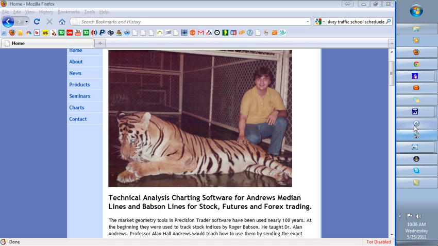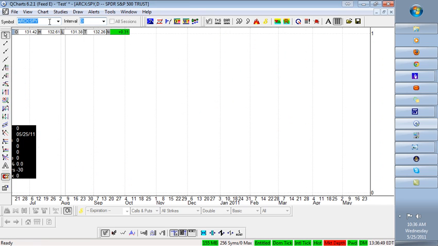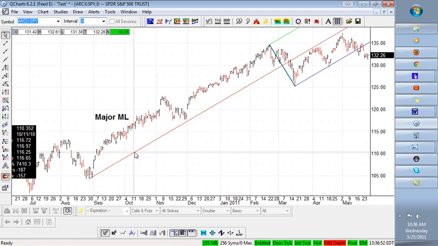Okay. Now, let's see, here we go. Let's get rid of this little guy. Let's bring up a relevant chart. Here we go. Here's SPY.